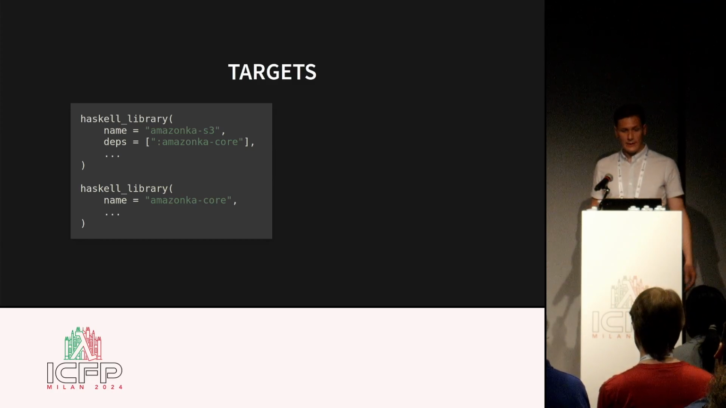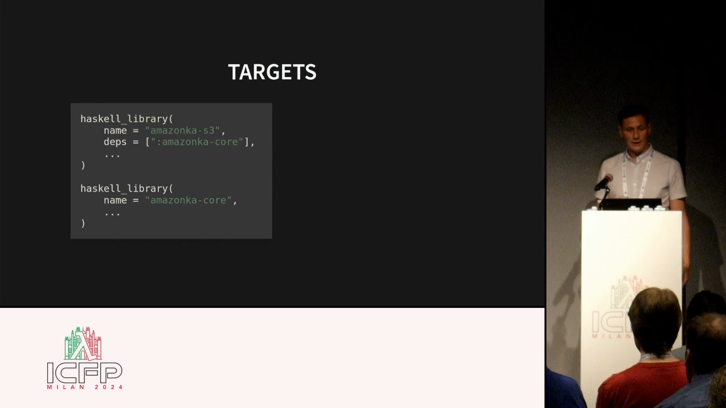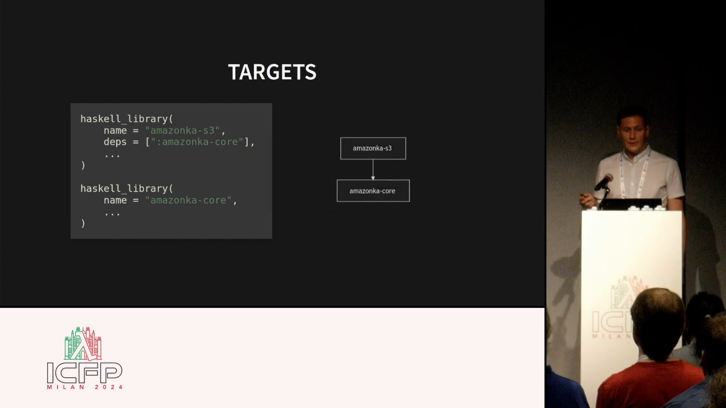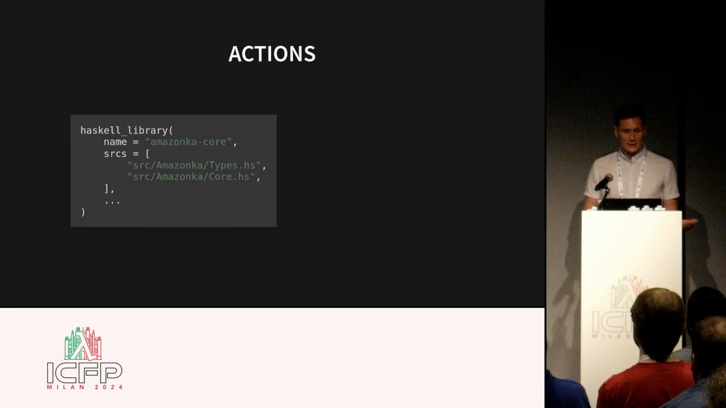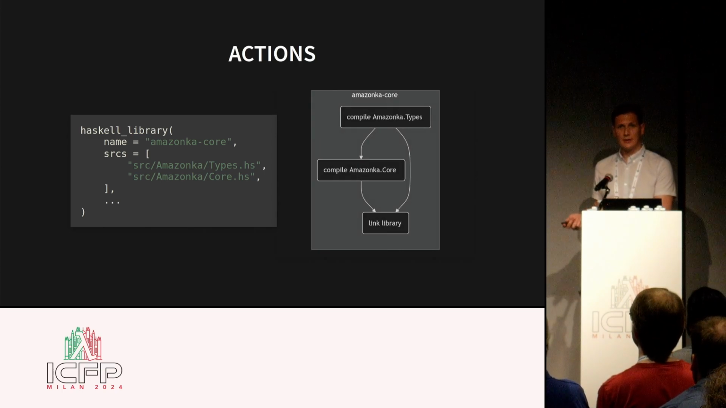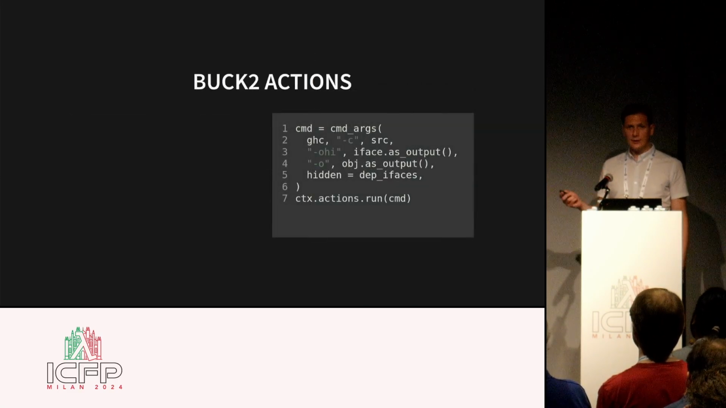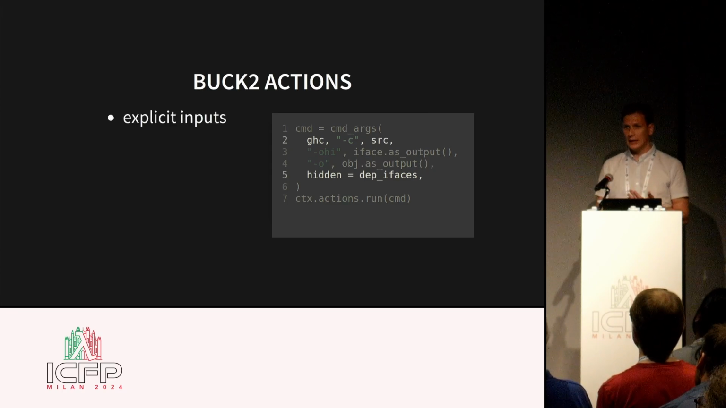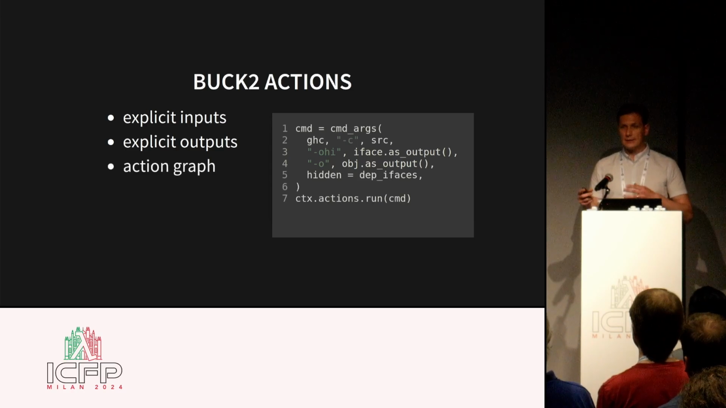These rules define targets, and the targets can have dependencies through the dependencies attribute here, which defines a target dependency graph. But then, separately from that, we have the actual build actions that produce build artifacts. Rules like Haskell library can issue multiple build actions, like compile this module or link this library. When you implement a rule in Starlark, you have to be very explicit about what the inputs to an action are and what the outputs of an action are, and then these artifacts are in the end what defines the dependency graph between the build actions.